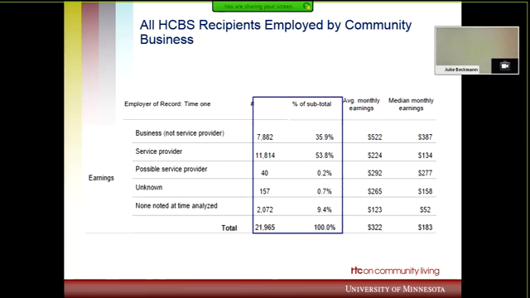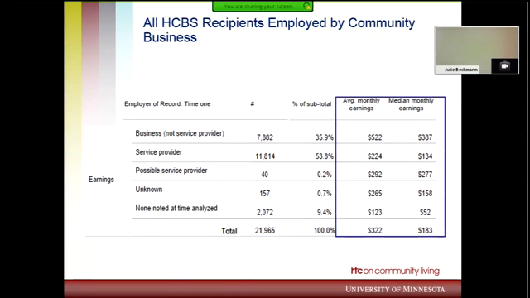But what you see here, just a quick snapshot, is that of about 51,000 home and community-based service recipients, only about 22,000 have earnings. Of this group that had earnings, you can see on the right highlighted their average and median monthly earnings as reported to their financial worker. So we'll go into this in a moment.